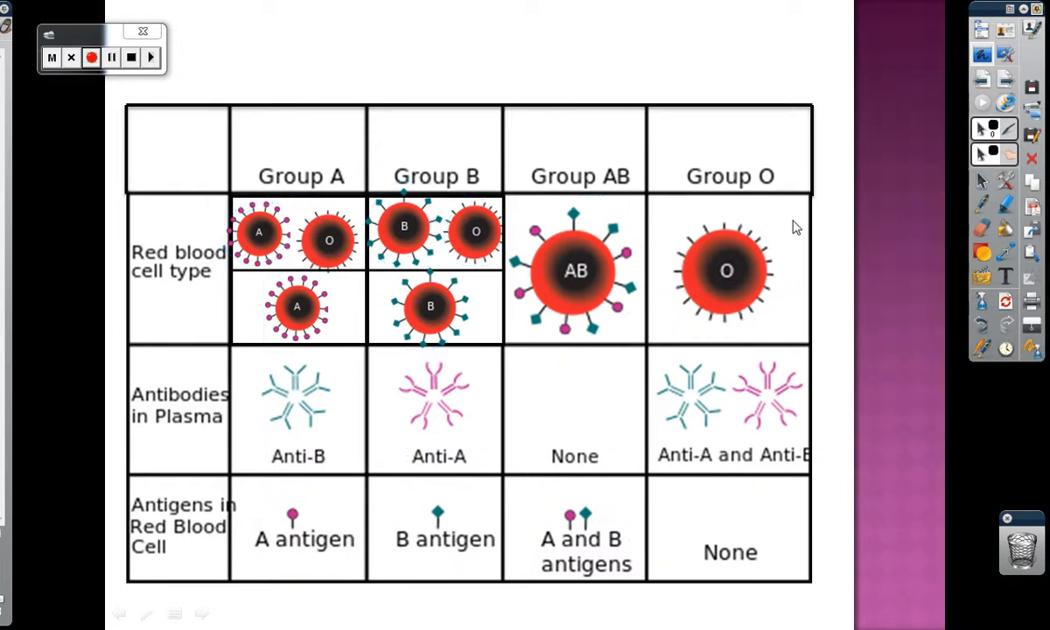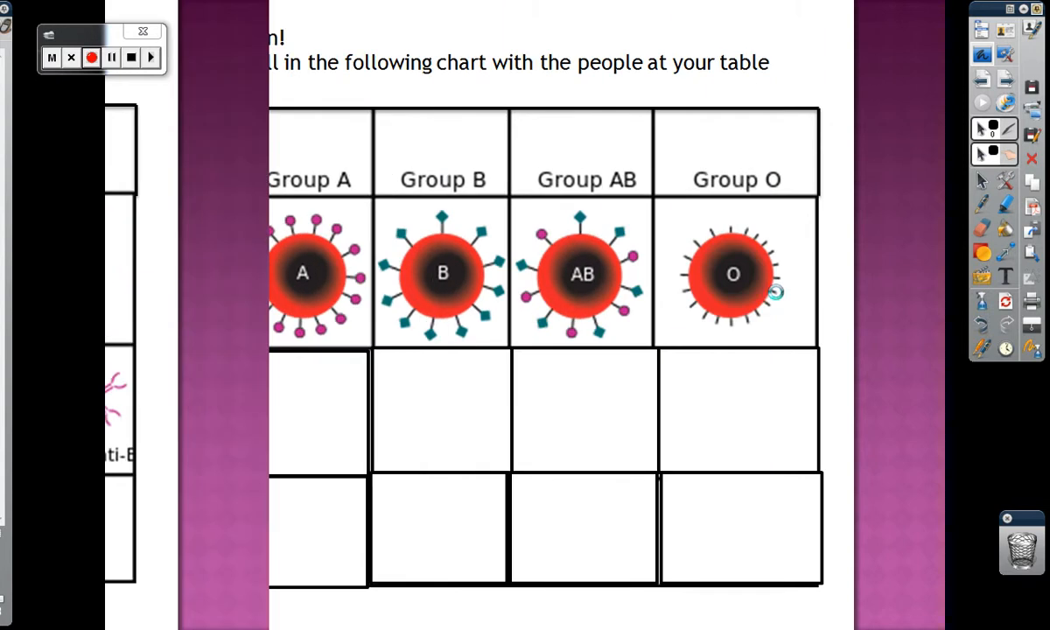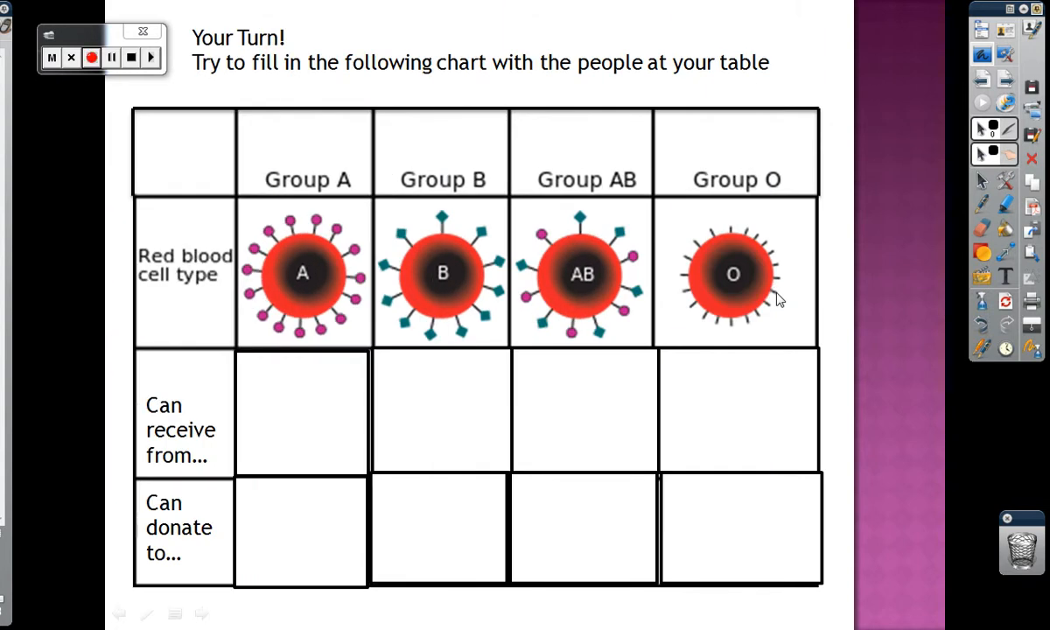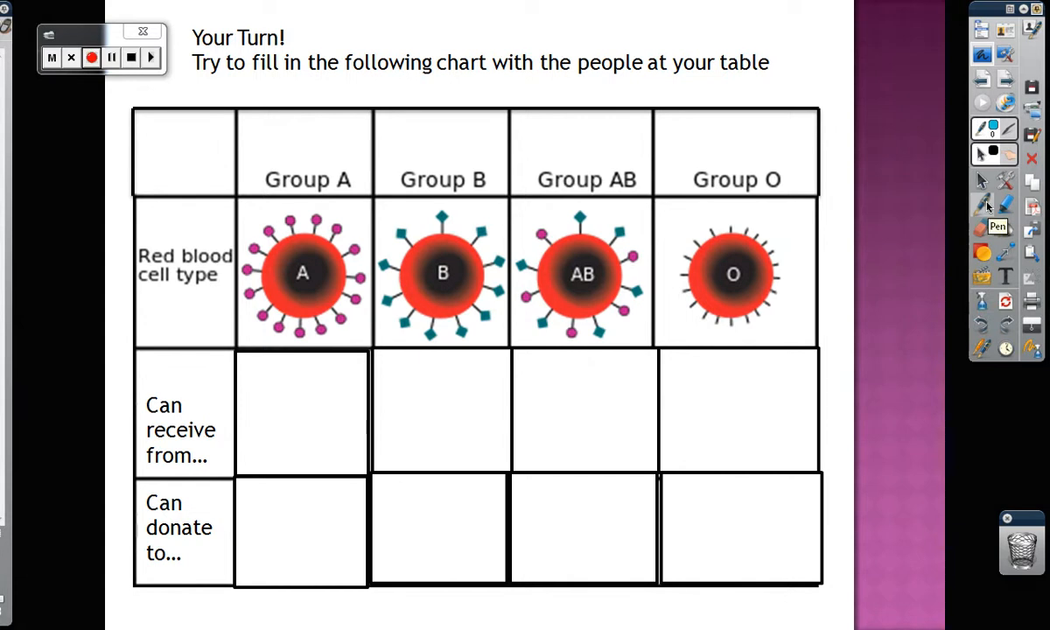All right. So then the next thing is to talk about transfusions. Your turn. Try to fill in this following chart. Ask the people at your table. Of course, you probably don't have people at your table, but try to fill in this chart.